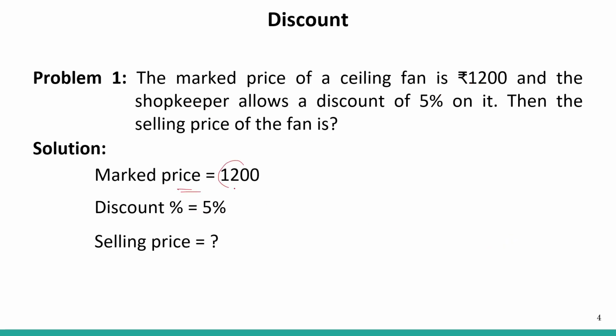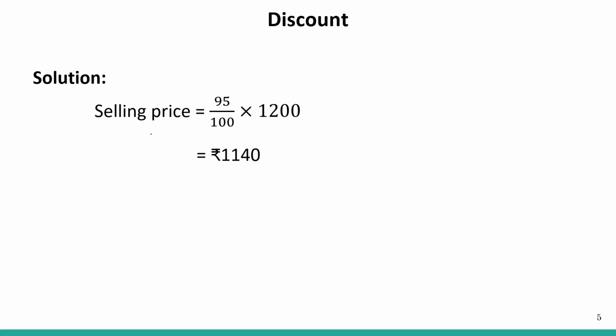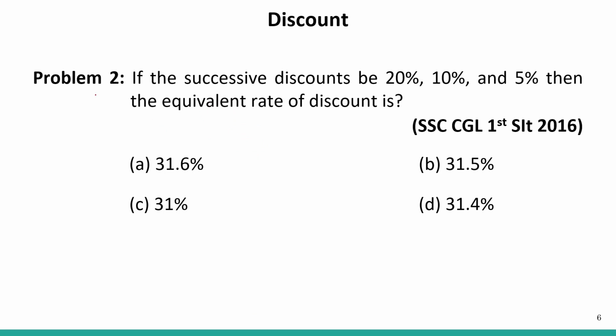Since the mark price is equal to 1200 and we have a discount of 5%, it will be 0.95 into 1200, because the remaining amount will be 95%. So this is equal to 95 by 100 into 1200. Cancelling the zeros from the numerator and denominator, we are left with 1140, right? So by this method, we calculate the discount percentage, that is 5%, and the selling price will be 95 by 100 into 1200, which is equal to 1140. So let's see problem number 2.